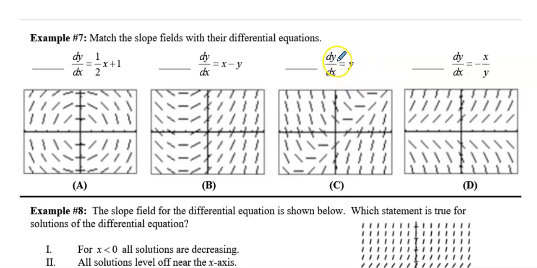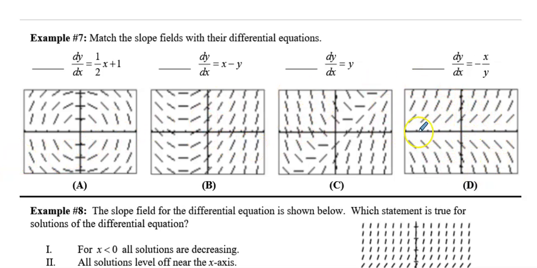So when y equals 0, then my derivative is going to be equal to 0. When y is just a positive number, we don't care, 1, 2, 3, 4, dy/dx is going to be positive. When y is a negative number, then dy/dx is going to be a negative value. So let's look over at these problems and notice that.